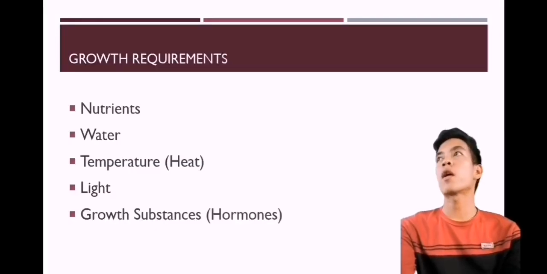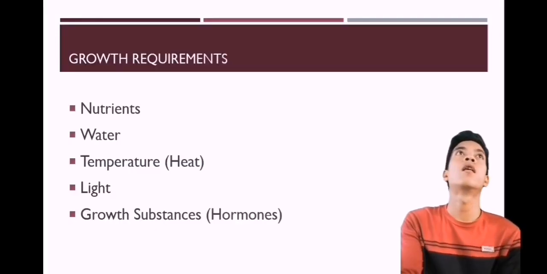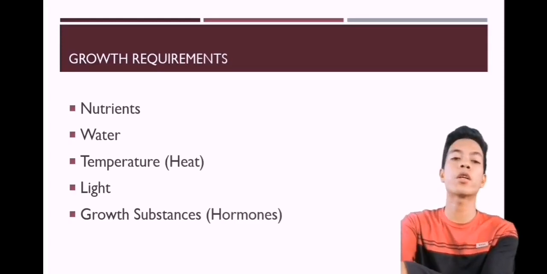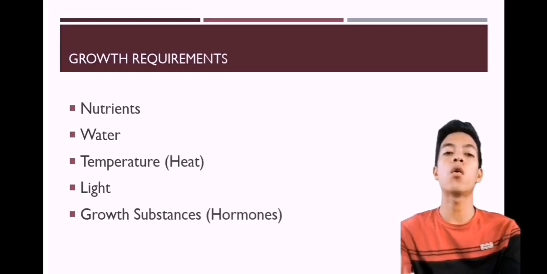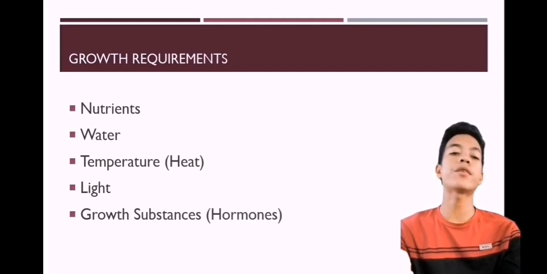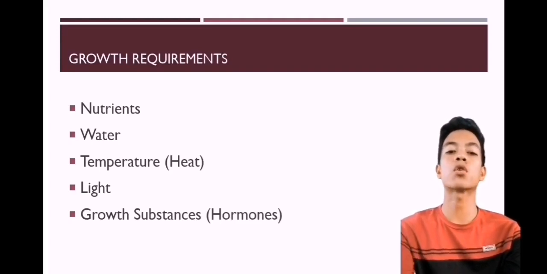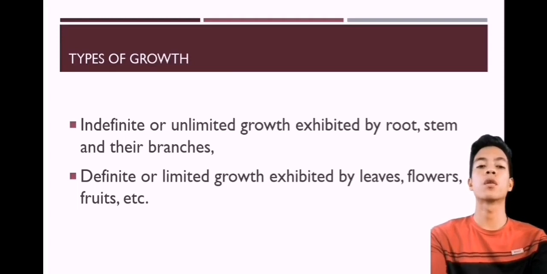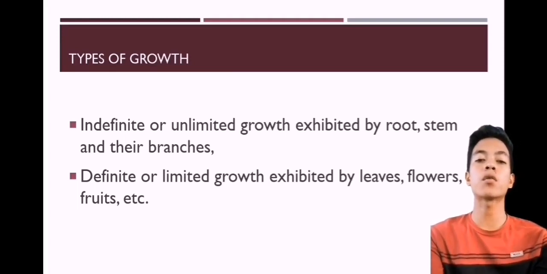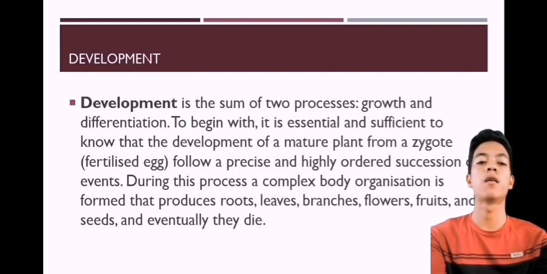What are the growth requirements? There are requirements for a plant in order to grow. One is nutrients, two is water, three is temperature, four is light, five is growth substances. Types of growth. Indefinite or unlimited growth is exhibited by root, stem, and their branches. Definite or limited growth is exhibited by leaves, flowers, fruits, etc. Development.